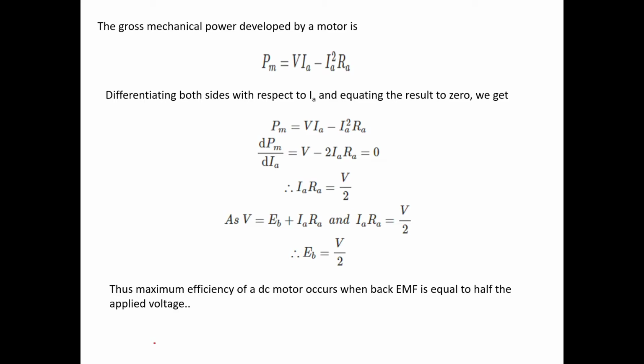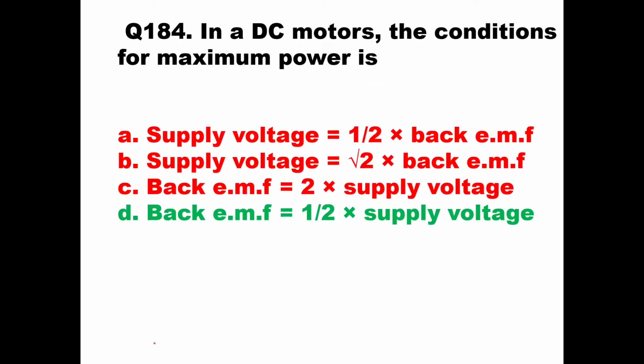That is, back EMF is equal to applied voltage upon 2, half of the applied voltage, to give maximum power. Thus, the maximum power of a DC motor occurs when back EMF is equal to half the applied voltage. So option D, what we said earlier, is the right answer. Half of the supply voltage should be the magnitude of the back EMF, so that the DC motor gives you maximum power. Then we'll go to the next question.